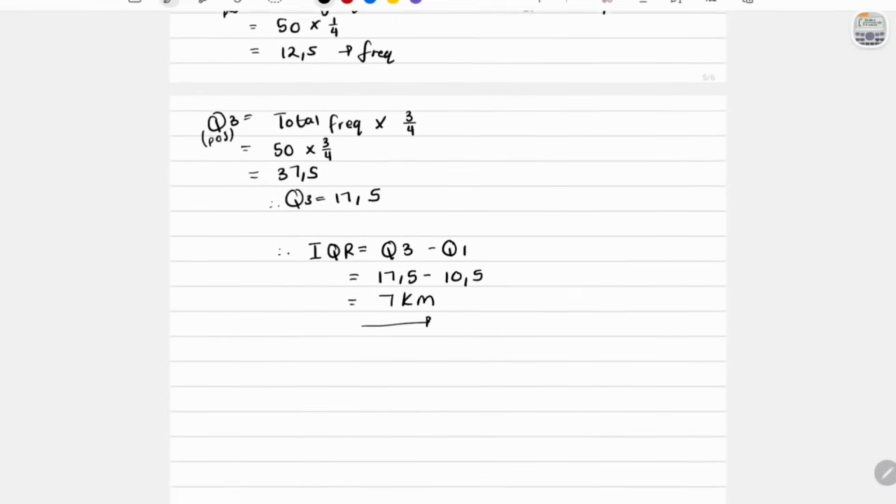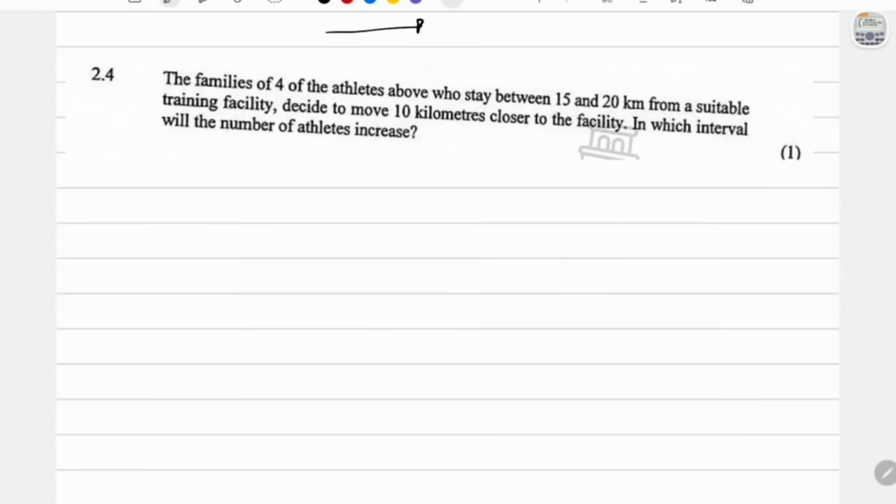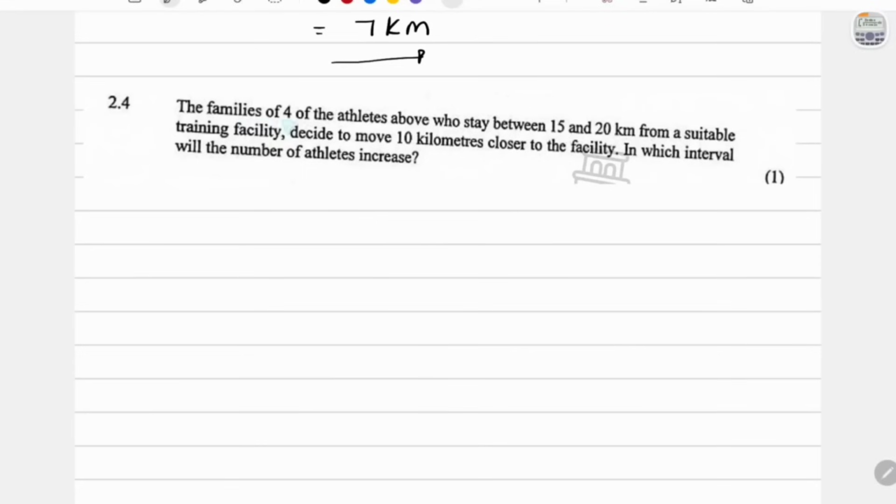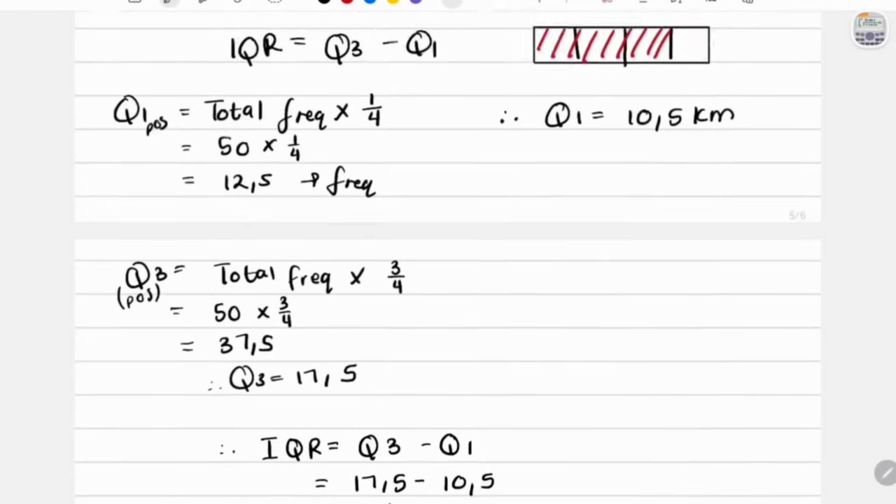Then we move on to the next question. We're on 2.4, and 2.4 says, the families of 4 of the athletes above who stayed between 15 to 20 kilometers from a suitable training facility decide to move 10 kilometers closer to the facility. In which interval would the number of athletes increase? So the families of the 4 athletes who stay between 15 to 20 kilometers. So it's one of the people here.